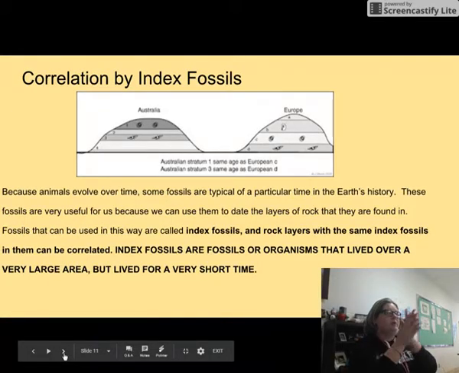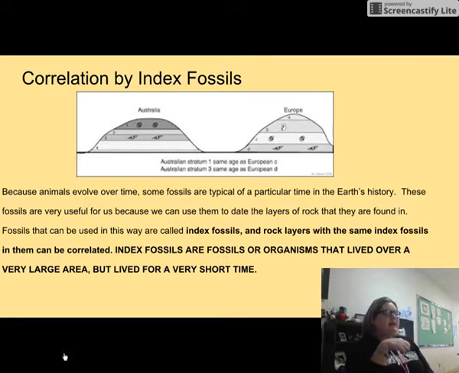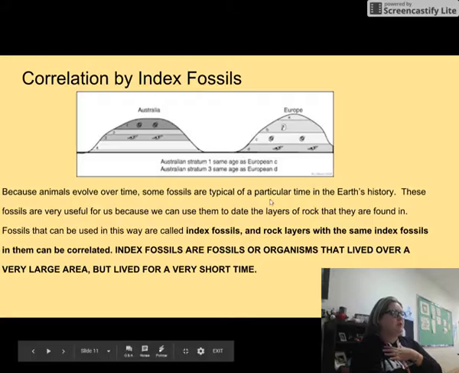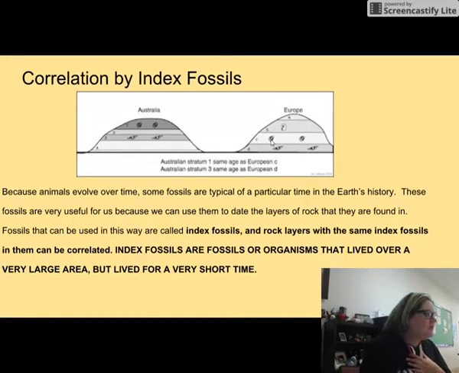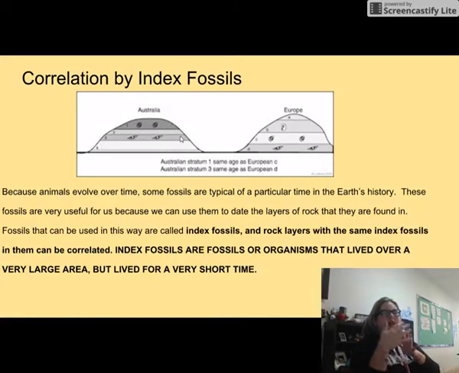The last way we can do it is correlation by index fossils. And index fossils are fossils or organisms that lived over a very large area but a very, very short period of time. So we can't look at all of the fossils to be index fossils. Like if you look at this diagram, you can see those little moth-looking things, and you can see those little shells or trilobites, and they're both in a couple of layers. When we show some more diagrams, you're going to see some that appear in several layers. If it appears in several different layers, you can't necessarily compare it. But if it appears in just one layer for a really brief period of time, we can look at it that way.